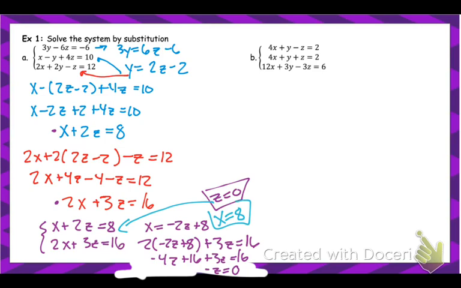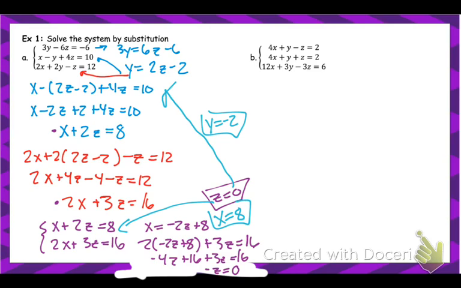And once I have two variables, I can take those and plug them back into my original to get my missing third variable. So in this case, I would get 3y equals negative 6, so y equals negative 2. All right, so let's go ahead and try another one. Let's try b.